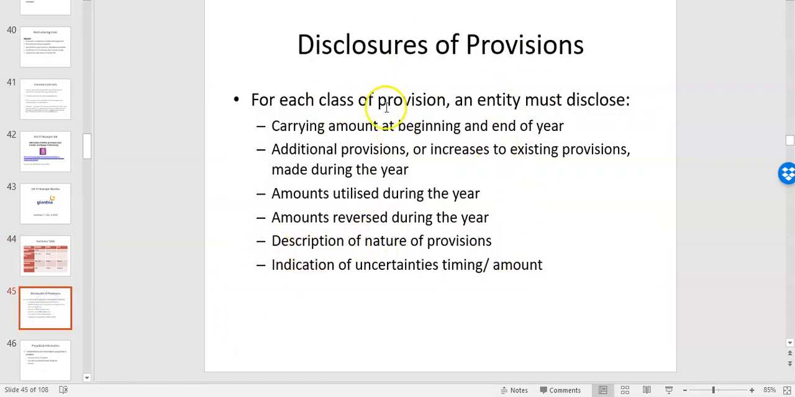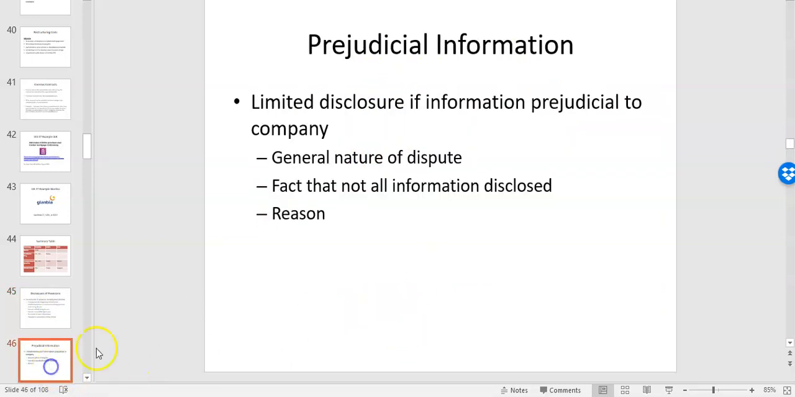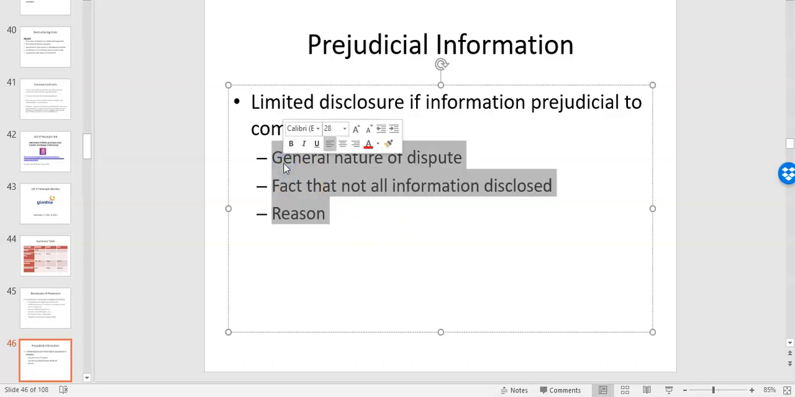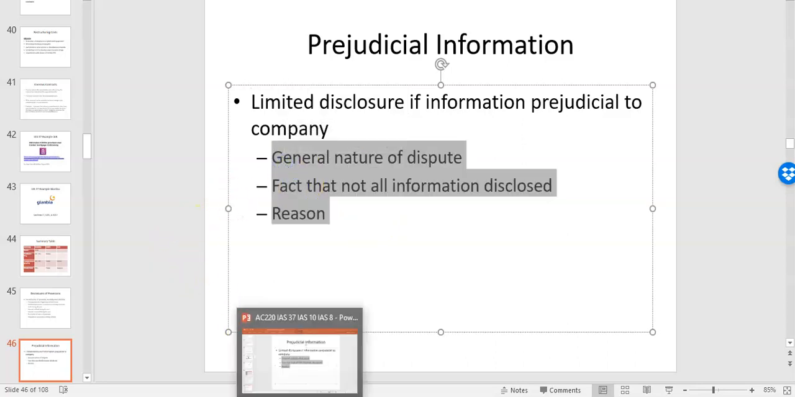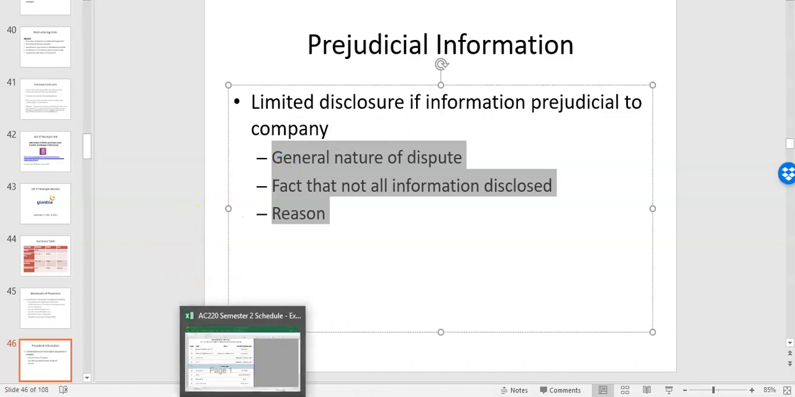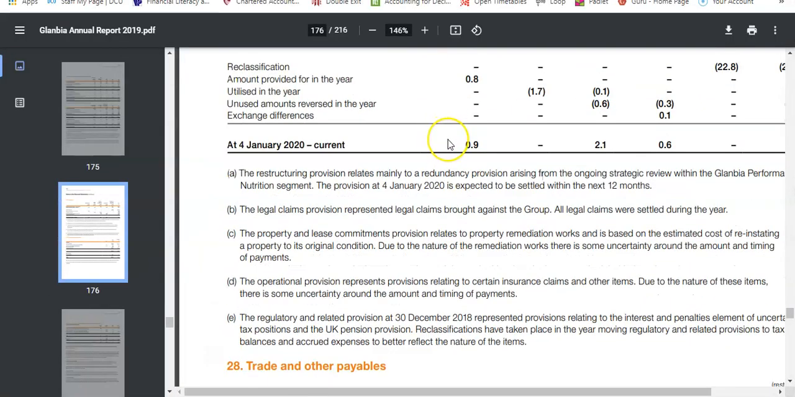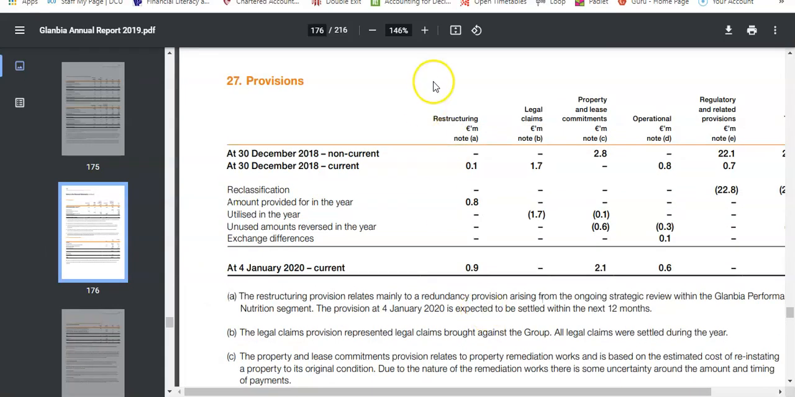So then your disclosures, like we've seen already, show the opening and closing balances, the amount reversed, and also there's an exception of limited disclosure if that information will be prejudicial, which means it's going to impact your prospects or your chances of winning a live legal case. But you must disclose that fact in the notes to the accounts. So you can see all of that when you look at Glanbia's and CRH's, you'll see all the types of disclosures that are given. It's a very common one that's used.